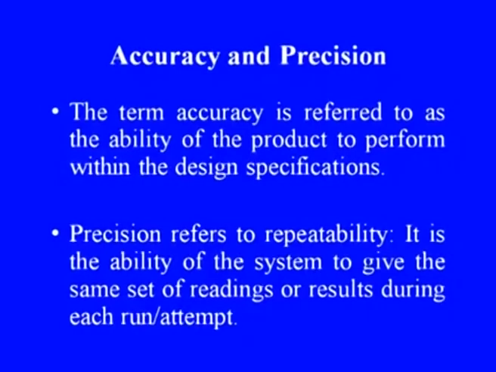Then what are accuracy and precision? The term accuracy refers to the ability of the product to perform within the design specifications, while precision refers to the repeatability. It is the ability of the system to give the same set of readings or results during each run or attempt. Here is an example.